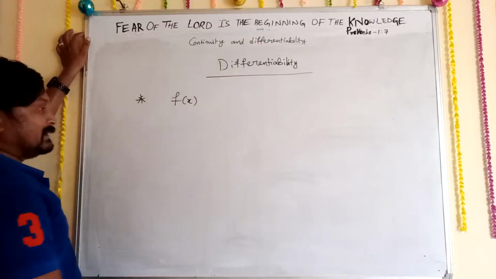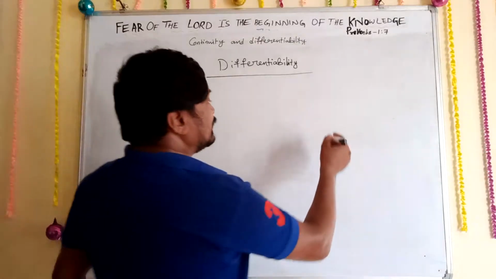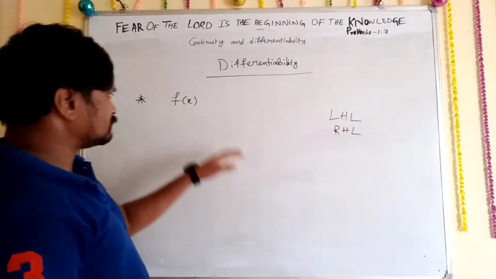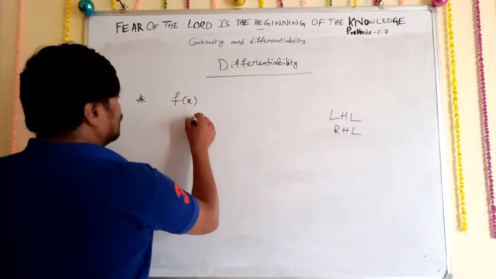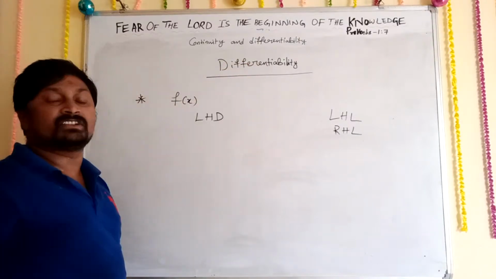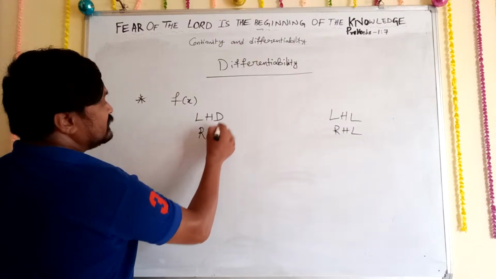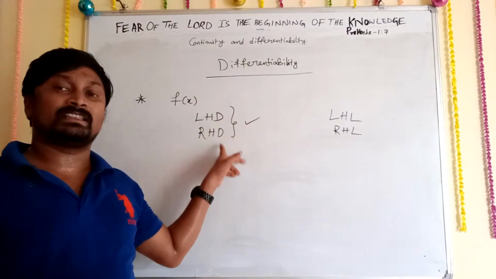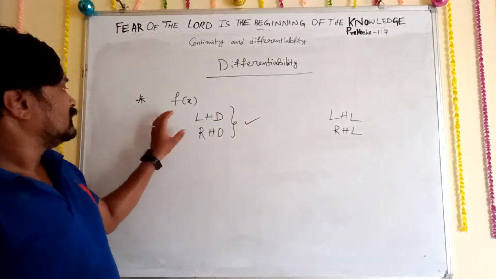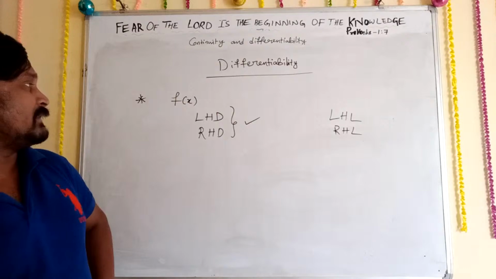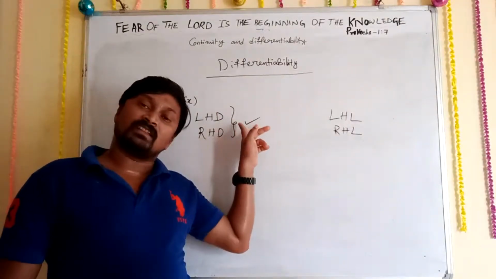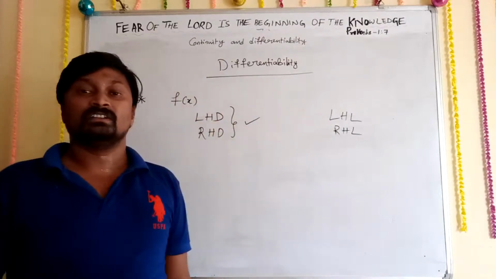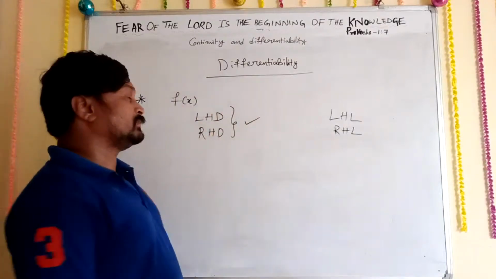Previously, for continuity, we were thinking of the left hand limit and right hand limit. But in differentiability, the left hand derivative (LHD) and the right hand derivative (RHD) should be equal. Then we can say that the function is differentiable at that point. And second, remember this carefully: if they are not equal, then the function is not differentiable at that point.